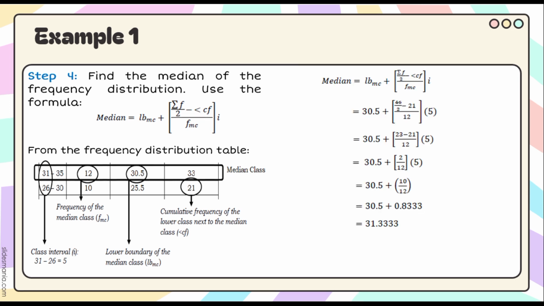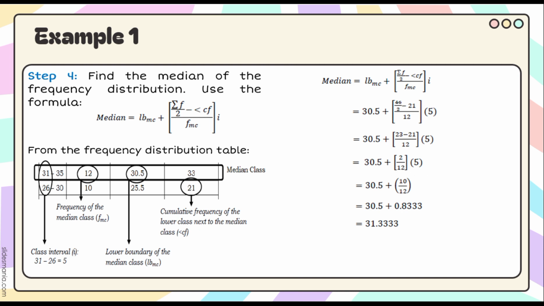So in our formula, we simply substitute the values. Our lower boundary of the median class, we have 30.5 plus summation of f, we have 46 divided by 2 minus the cumulative frequency of the lower class next to the median class, we have 21, divided by 12 times 5, which is our class interval. So 30.5 plus 46 divided by 2, we have 23, minus 21, divided by 12 times 5.